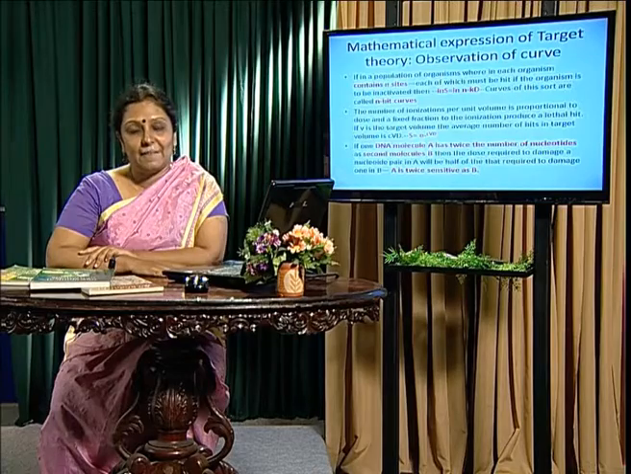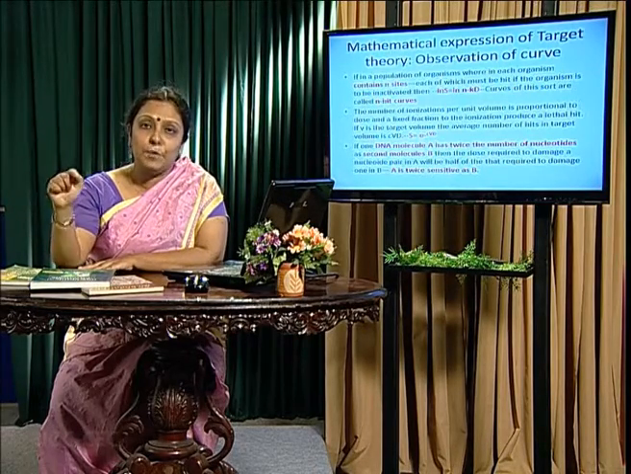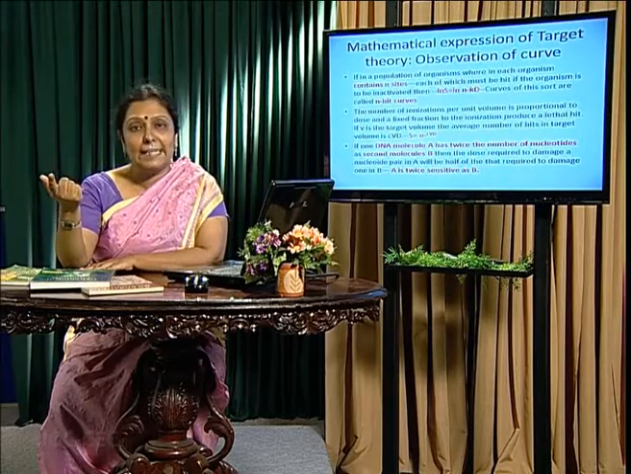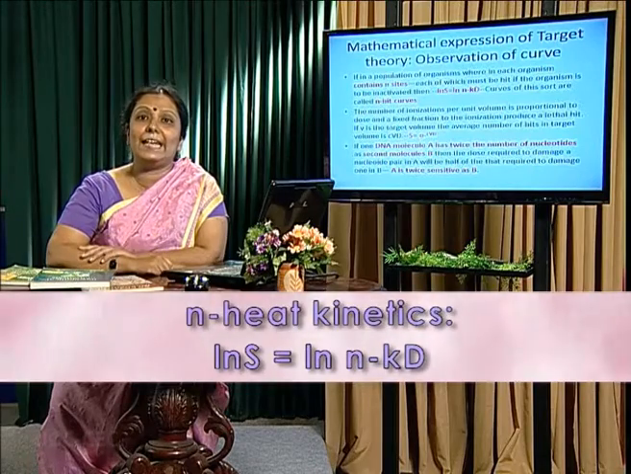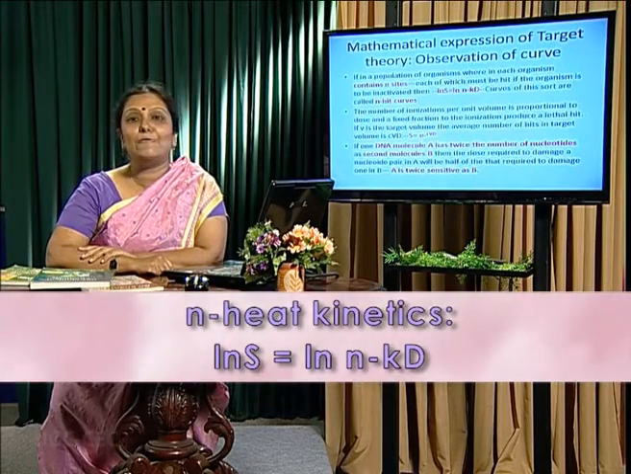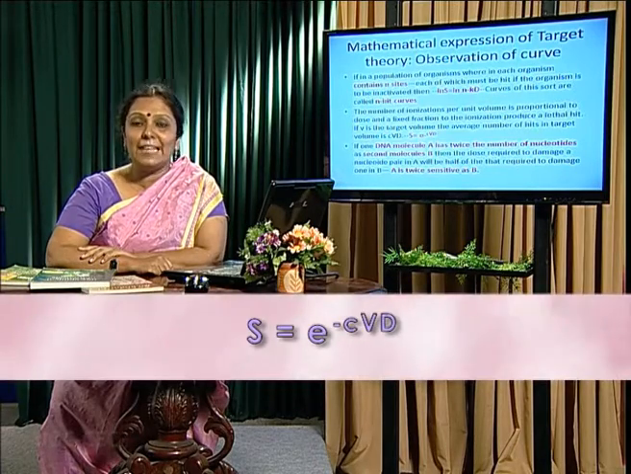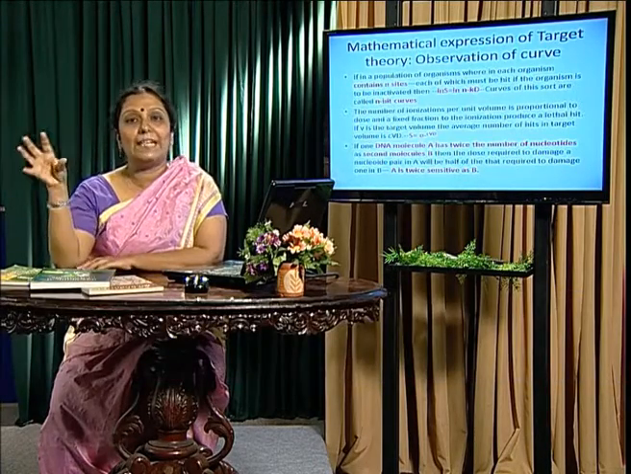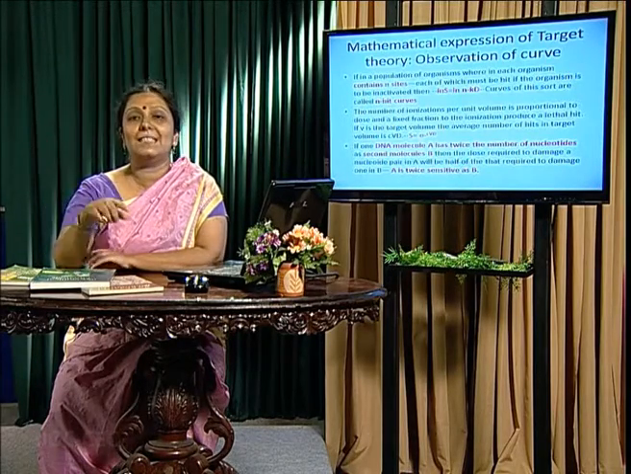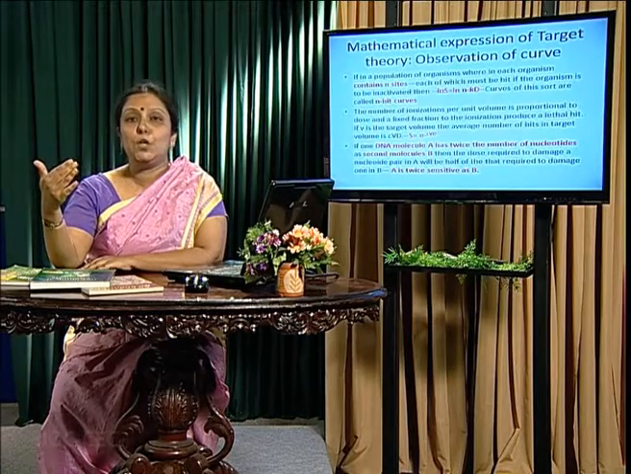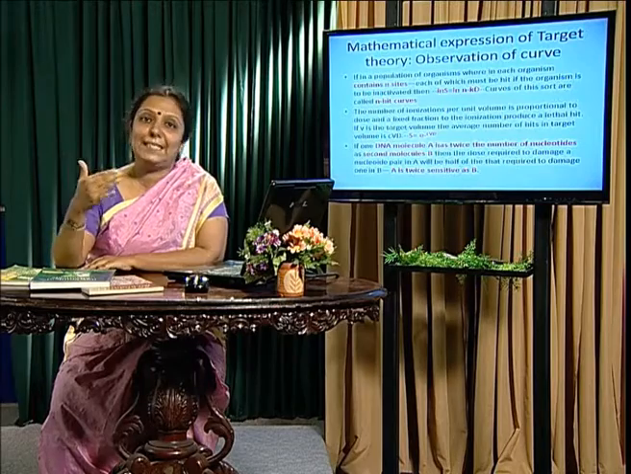The observation curve. It was found that if n number of sites are there in an organism of a population, then n hits are needed. So that is called n hit kinetics, and ln S is equal to ln n minus KD. If the target volume is V, then S is equal to e to the power minus CVD. It was found that in case of organisms, if nucleotide content is double that of the other organism, then that organism is double as sensitive towards the irradiation and it needs half the dose to be affected the same.